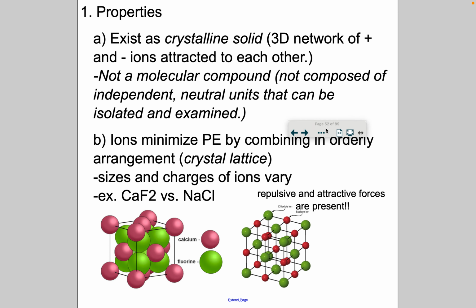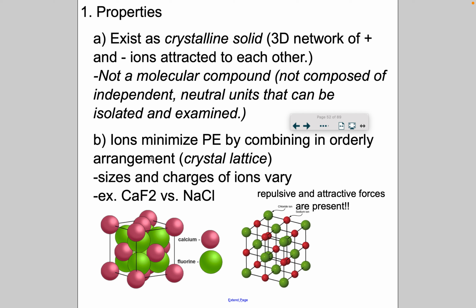So properties of ionic compounds, number 1, they exist as a crystalline solid, basically a 3D network of ions attracted to each other. And this network of ions is going to be positive and negative to equal out each other. So when they are all bonded together, this is neutral. Okay, this is also not a molecular compound. These are not independent neutral units that you can isolate and examine.